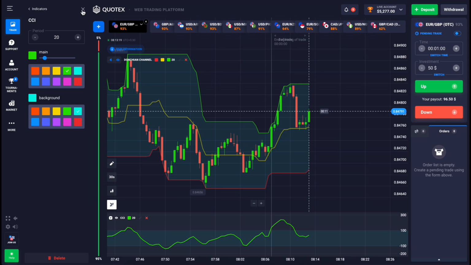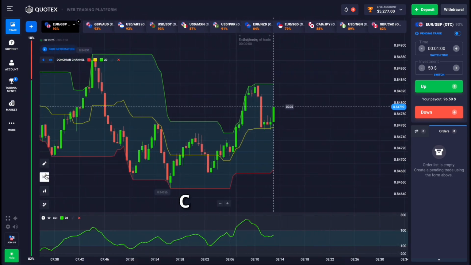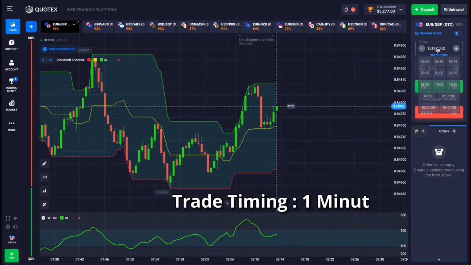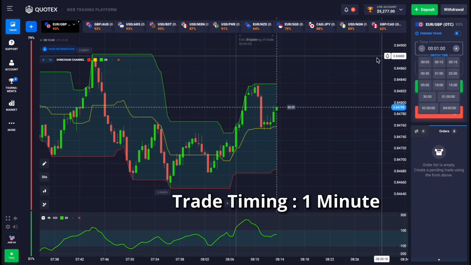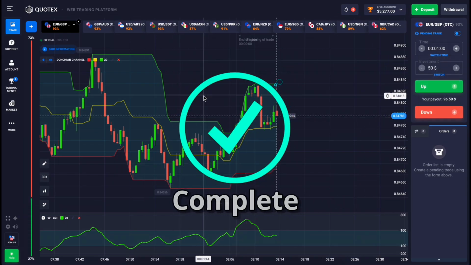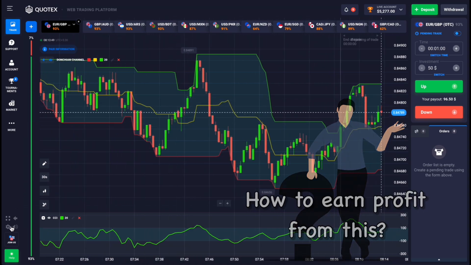Now we will see the timing settings. Set the candle timing to 30 seconds here, and 1 minute timing is best for placing a trade. So now all our settings have been set. Now we will learn how we can earn profit by using this strategy in the right way.